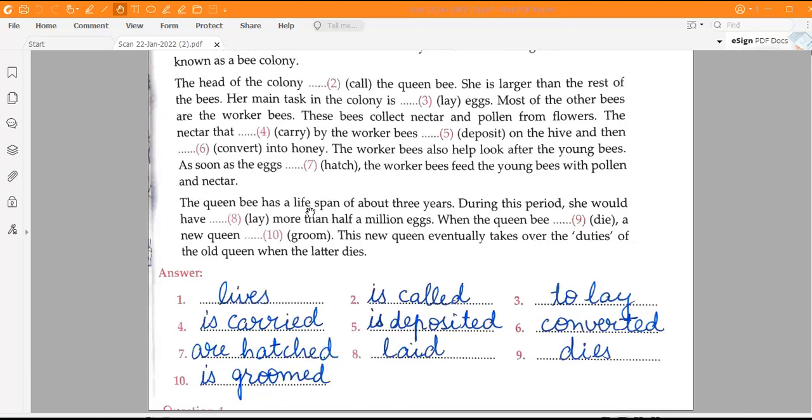The queen bee has a lifespan of about 3 years. During this period, she would have laid, the answer to the eighth blank is laid, more than 500,000 eggs. When the queen bee dies, the answer to the ninth blank is dies. A new queen is groomed. The answer to the 10th blank is groomed. This new queen eventually takes over the duties of the old queen when the latter dies. With this, we come to the end of the grammar exercises of Unit 10.